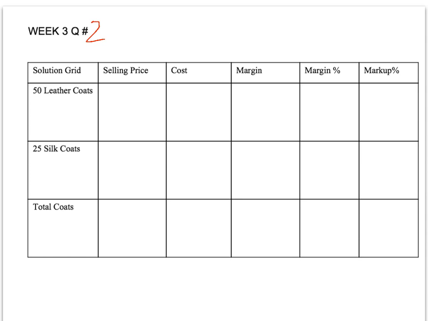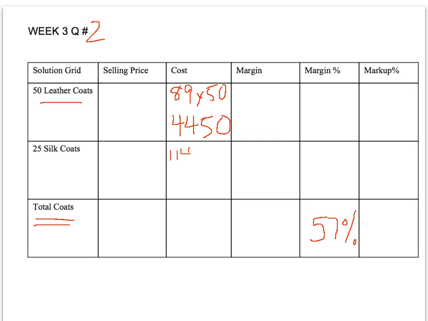So in red, I'm going to plug in what I know. A buyer needs to average a 57% margin. So that means that the average margin on all coats is 57%. She has purchased 50 leather coats at a cost of $89 each. Multiply that by the number of units, which is 50, for a total cost of the coats of $4,450. The silk coats, on the other hand, cost her $114 each. There's 25 of them. Therefore, the total cost is $2,850.